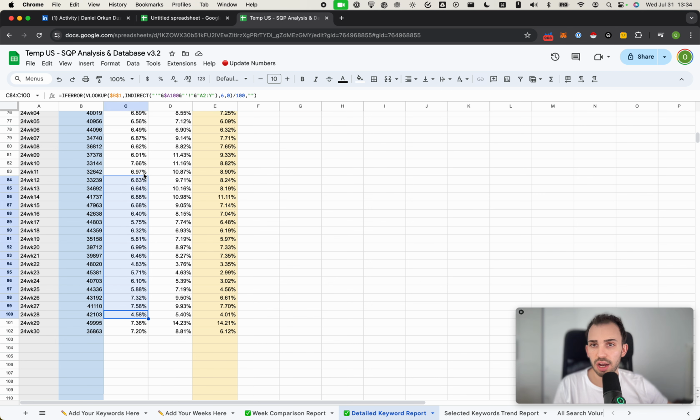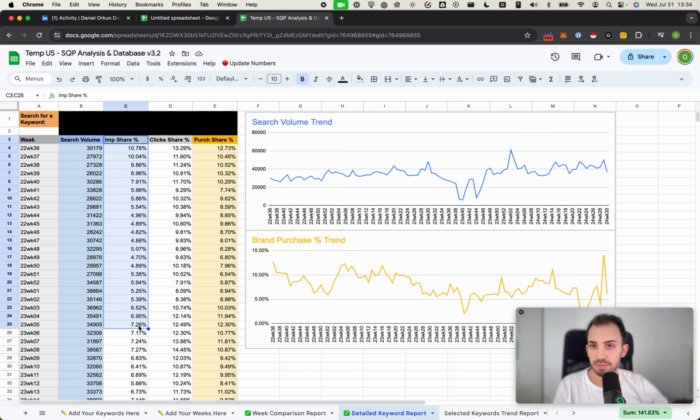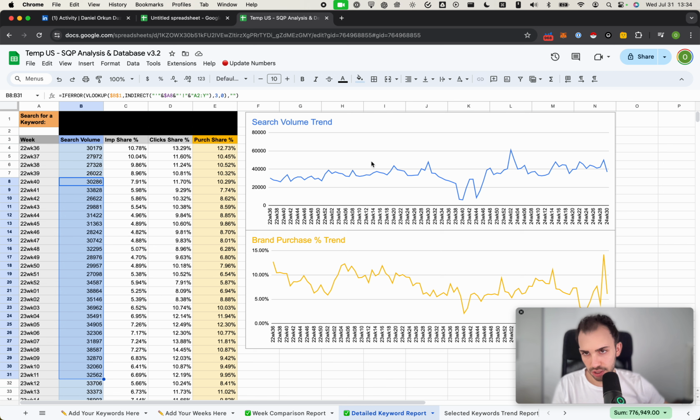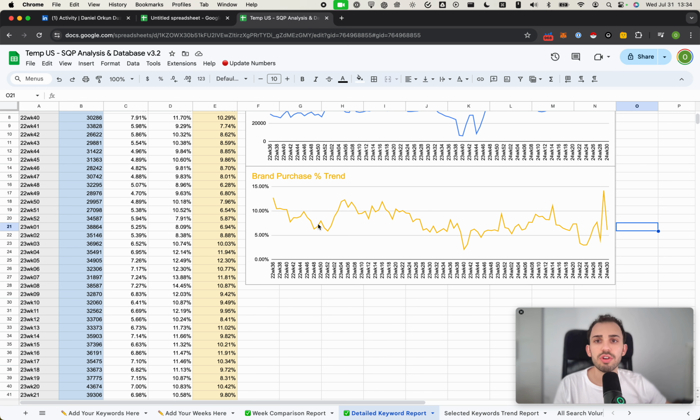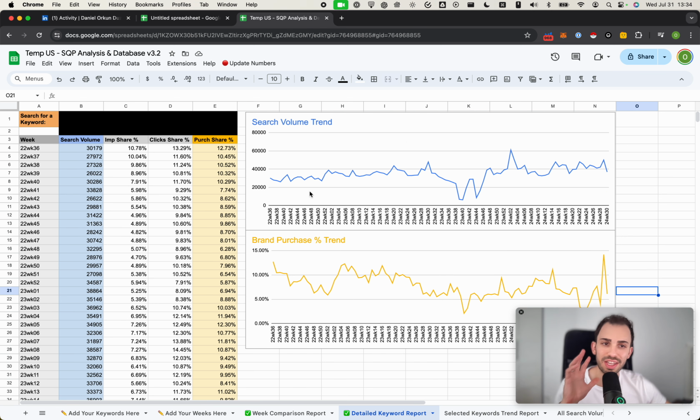You can also see how your impression share is moving. Are you showing your advertising enough, and are you getting enough clicks out of it? The search volume is just here for us to understand how the market is moving. Is it moving in the correct direction? Are the increased sales coming from the search volume trend, or from us increasing our market share? Those are the things you can pull from the search query performance report.